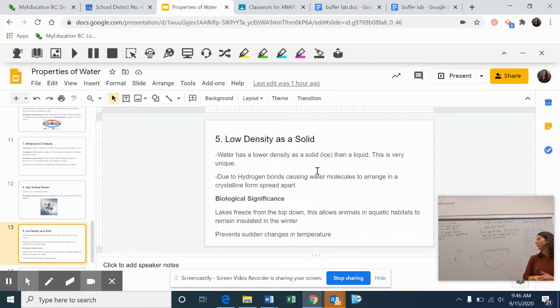And things can survive the winter. So if you think about if this were to sink and it were to freeze bottom up, there wouldn't be an insulating layer. Life in water wouldn't be able to survive a winter. It's pretty sweet, hey? Okay. So there's a lot of biological significance to this one. But yeah, lakes freeze from the top down. And just water bodies, I guess.